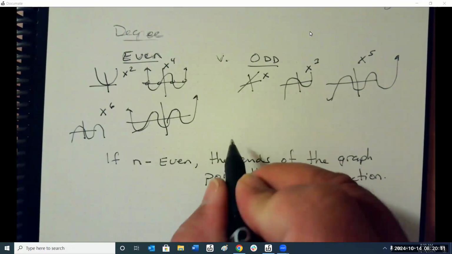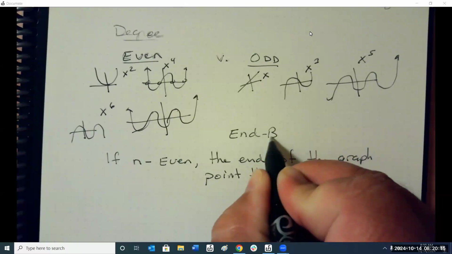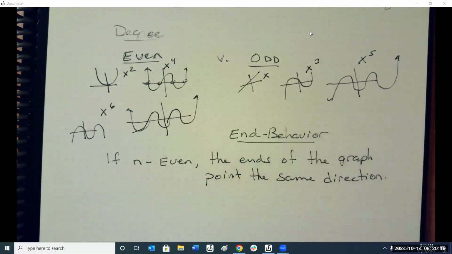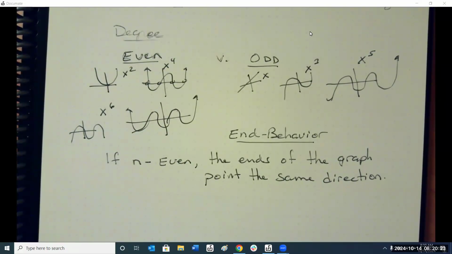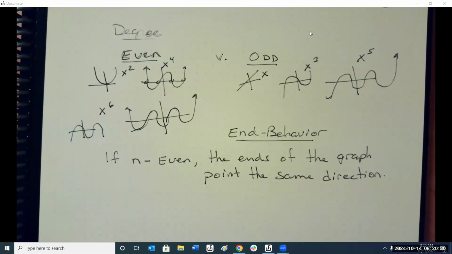This is what's called end behavior. This is what happens to both ends of the graph. We're just looking at the function, and we can tell what the ends of the graph are going to be doing by looking at the degree and something else.